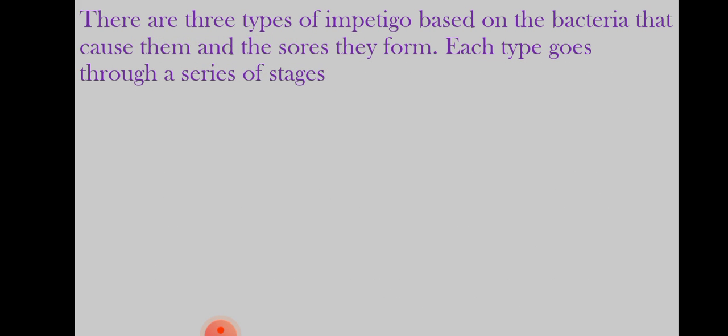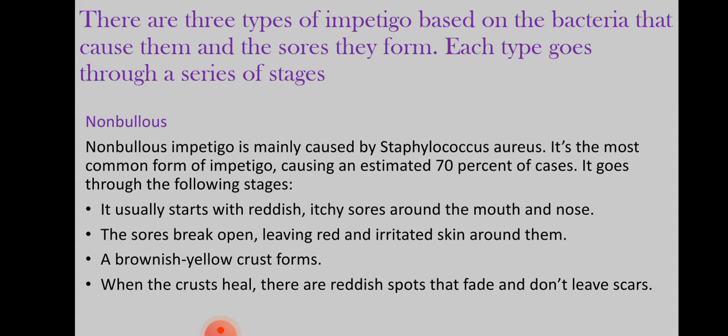There are 3 types of impetigo based on the bacteria that cause them and the sores they form. Each type goes through a series of stages. The first type is the non-bullous. Non-bullous impetigo is mainly caused by Staphylococcus aureus. It's the most common form of impetigo, causing an estimated 70% of cases. It goes through the following stages.